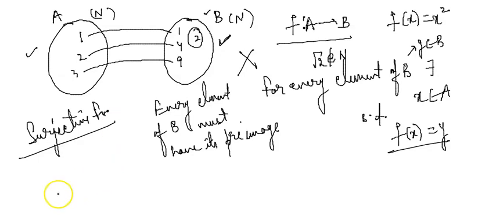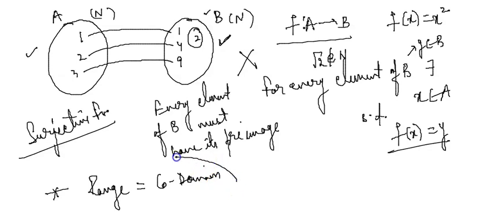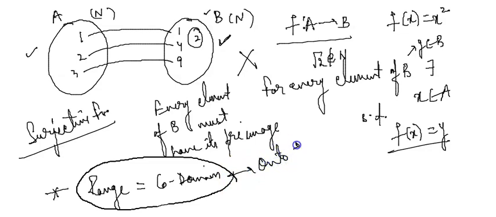One more thing which I want to mention here is that in case of an onto function, the range will be equal to the codomain. That is very obvious, because there will be no element in B which is not the image of any element of A. That means range is equal to codomain in case of an onto function. Okay, so this is clear.